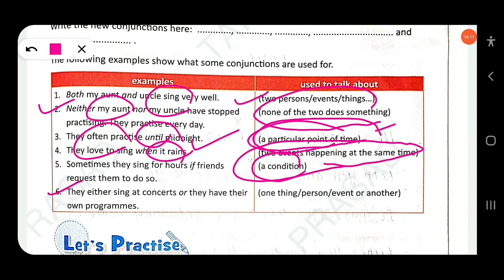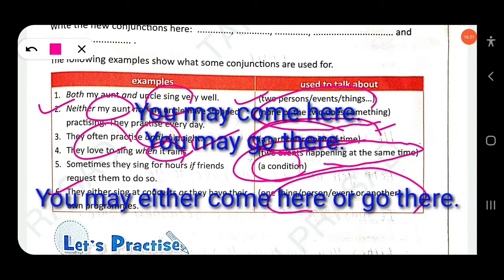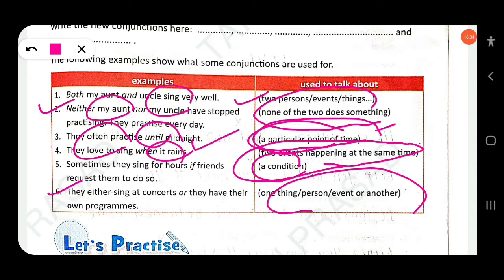Okay, similarly, they either sing at concerts or they have their own programs, either or. That means one thing, person or event, or another. We use either or. Suppose, take an example: you may come here, you may go there. You have to join now two sentences. You may either come here or go there. That means you have to choose one. That means alternative choice. Clear?